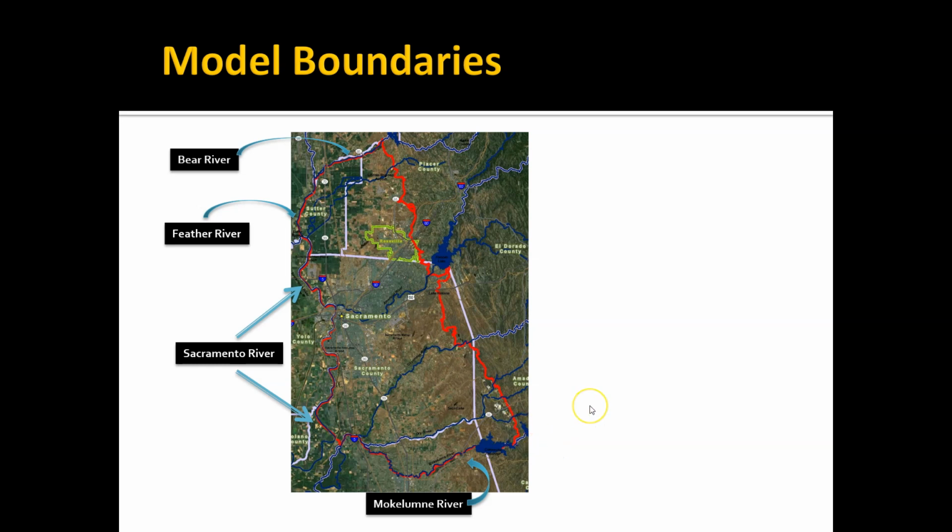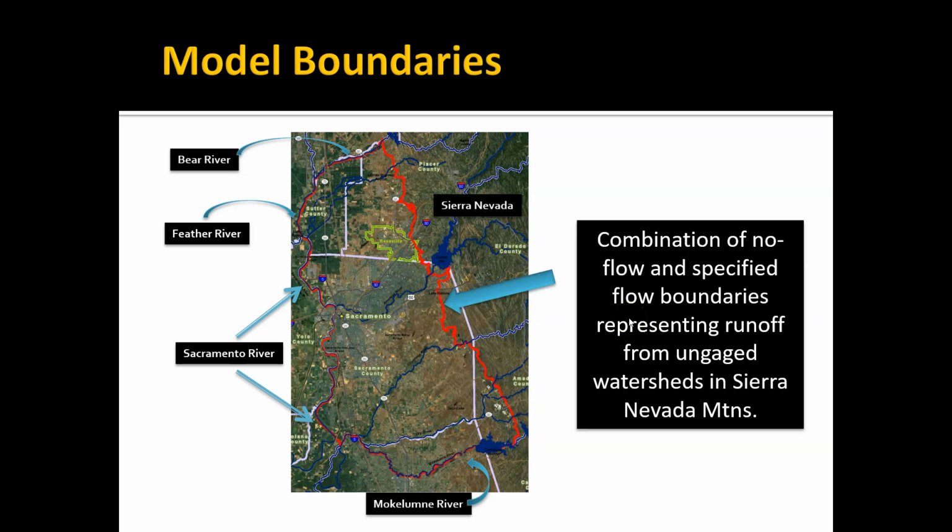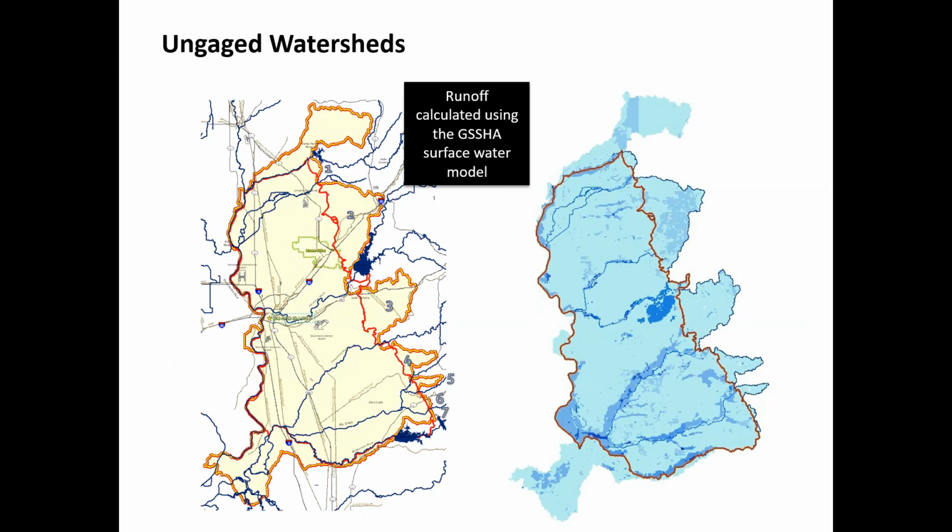And then on this side on the right, the right side of this is the Sierra Nevada mountains. So this is a bedrock outcropping on the right. And we ended up representing that as a combination of no flow and specified flow boundaries. This is the mountain front recharge that we talked about in these slides.